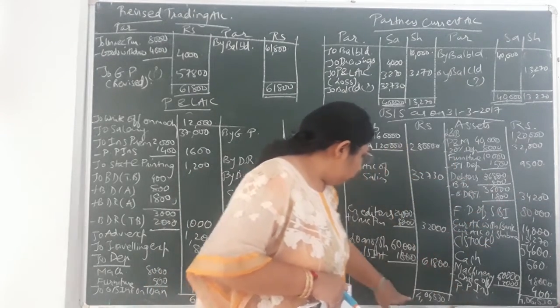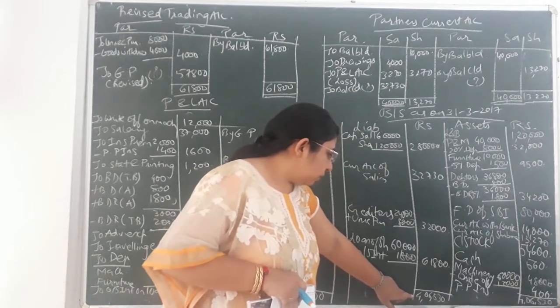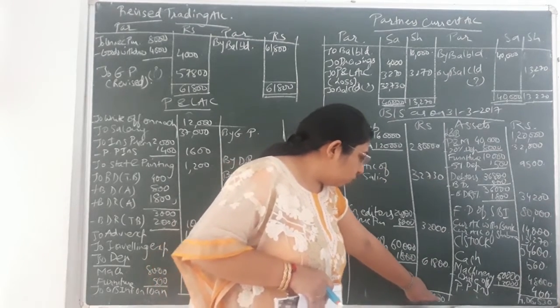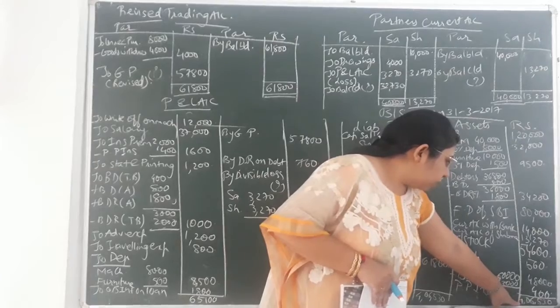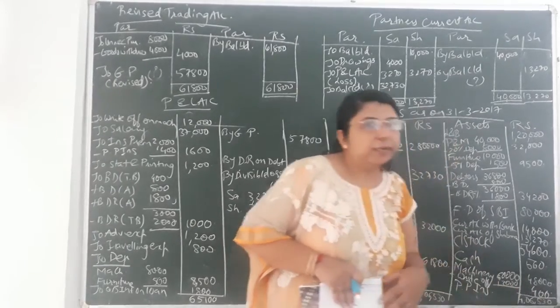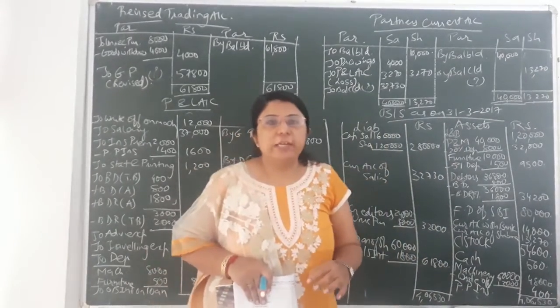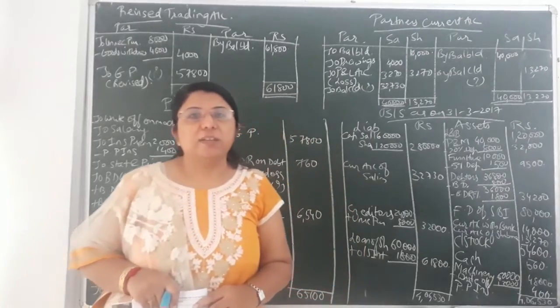Now doing the total of both sides, you can see the total is coming equal, that is 4,06,530, and over here on the asset side also 4,06,530. It means both side totals are coming equal. It means our answer is correct.